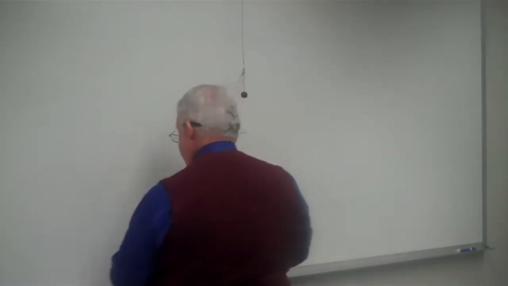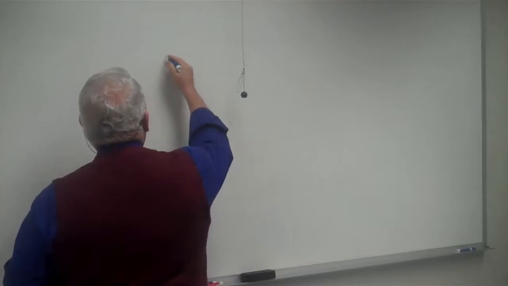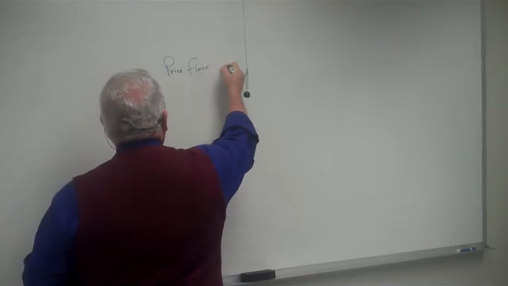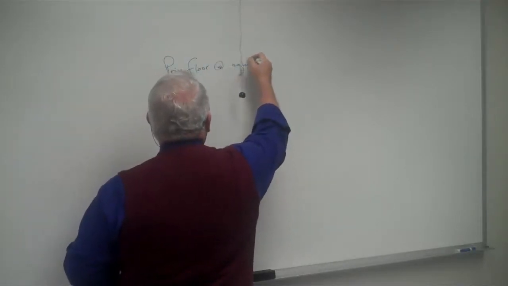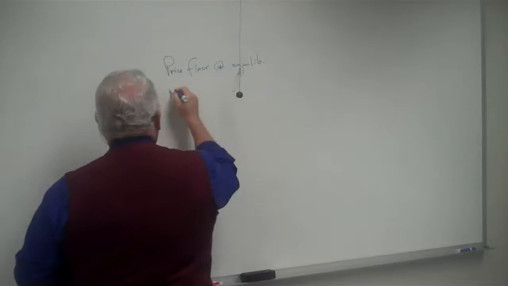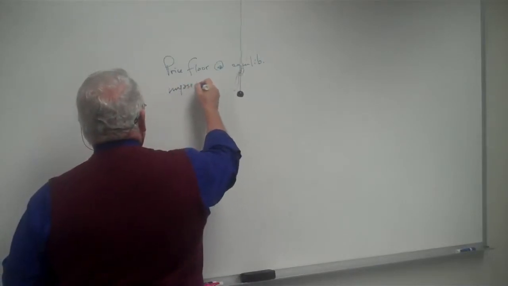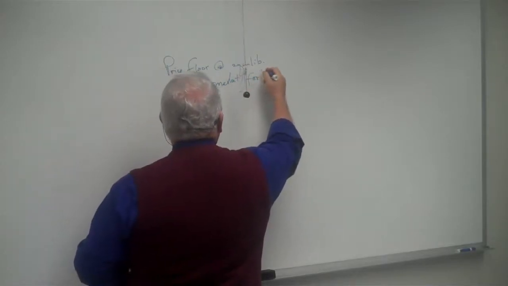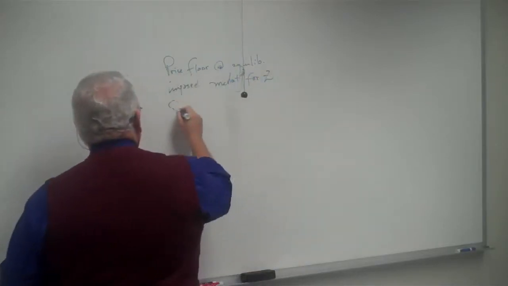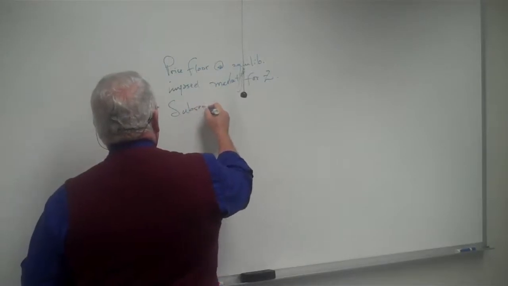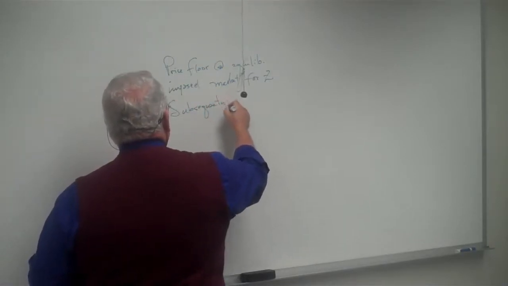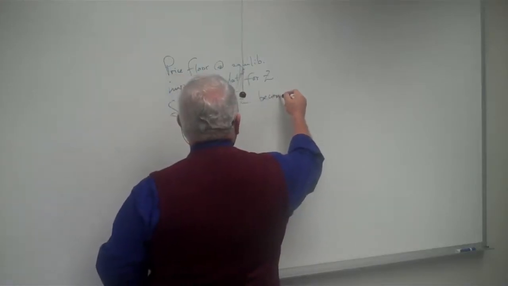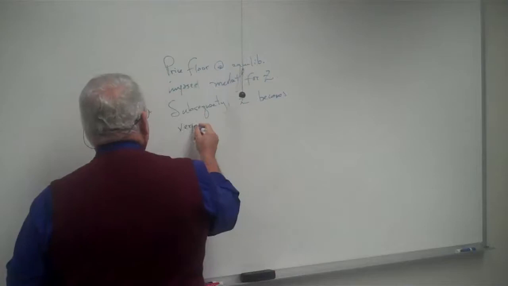The question says a price floor at equilibrium is imposed in the market for Z. Subsequently, Z becomes very popular.